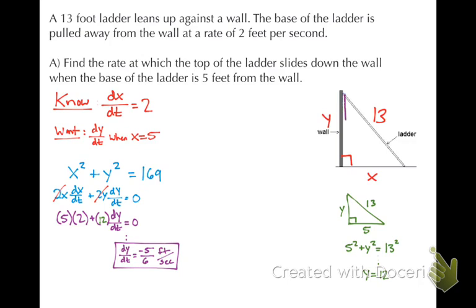The top of the ladder is sliding down the wall here. This distance y is decreasing. And since that distance y is decreasing, we should get a negative rate of change here, negative 5/6 to be specific.